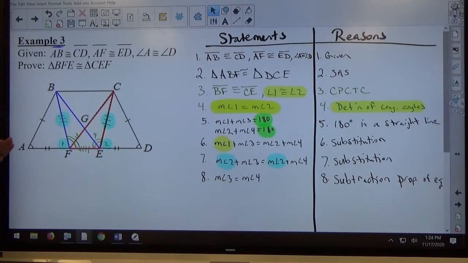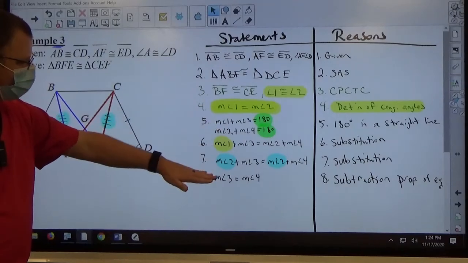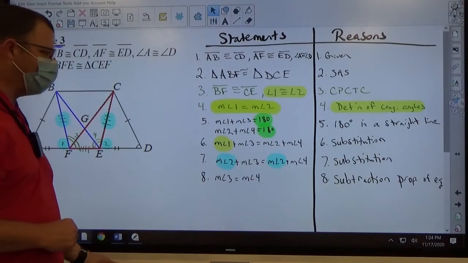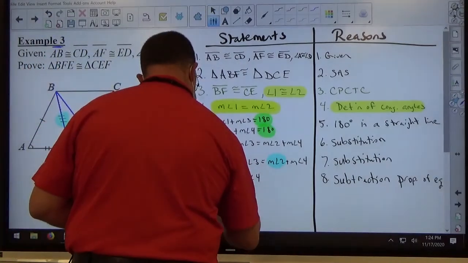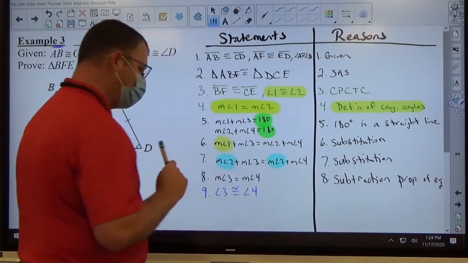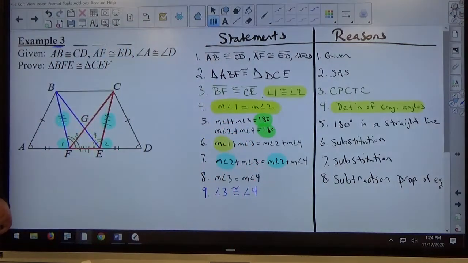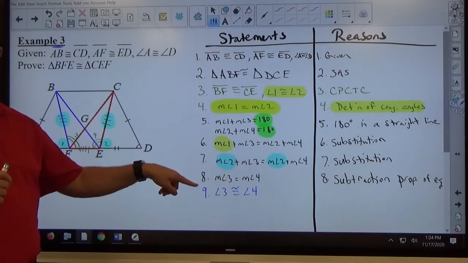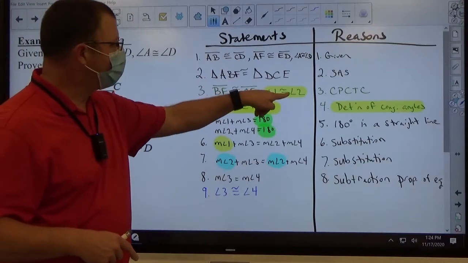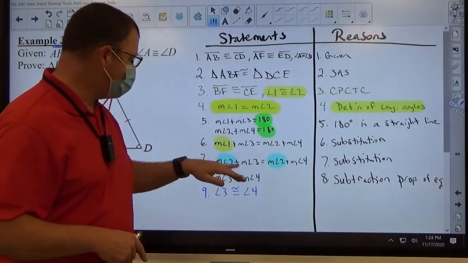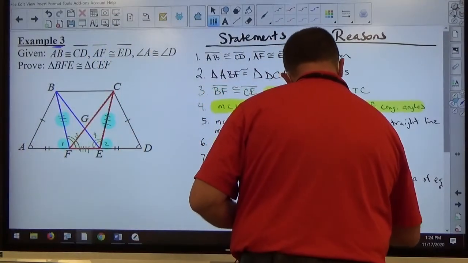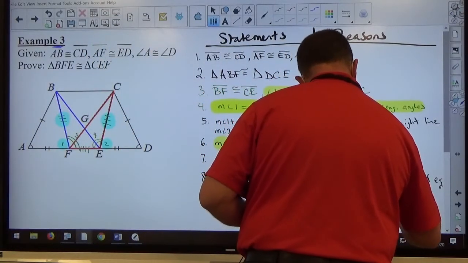And finally, all that work, and again, it took quite a few steps to get to that point, but now I know 3 and 4 have equal measure, which means that 3 and 4 must be congruent. So I'm going to say angle 3 is congruent to angle 4. Why is that? I know the angles are equal, so I know the angles are congruent because of what? Definition of congruent angles. Again, if I know congruent and I want to say equals, it's because of definition. If I know equals and I want to say congruent, I know it's because of definition. So, definition of congruent angles.